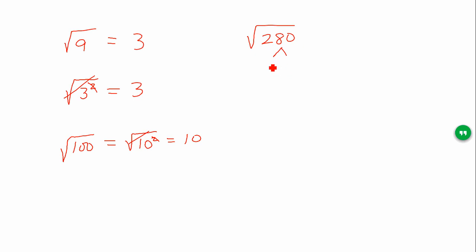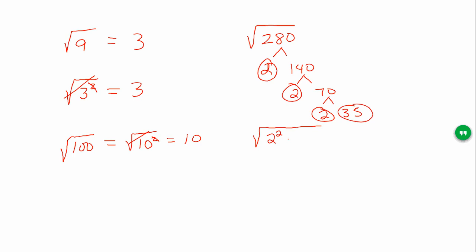So 280, when I factor that down, I get 2 times 140, and then 140 factors down into 2 times 70, and 70 factors down into 2 times 35. So instead of the number 280, I would actually write this out as 2 squared times 2 times 35. Now the reason I wrote it like that is because once it's written out as multiplication, you can break it apart. So breaking this apart, I have the square root of 2 squared, I have the square root of 2, and I have the square root of 35.